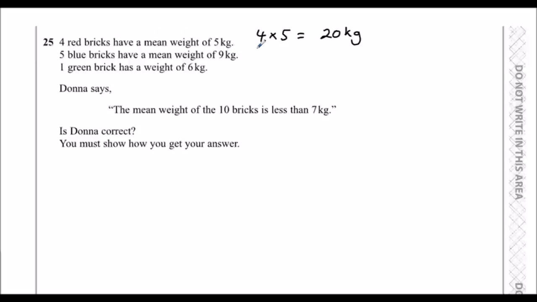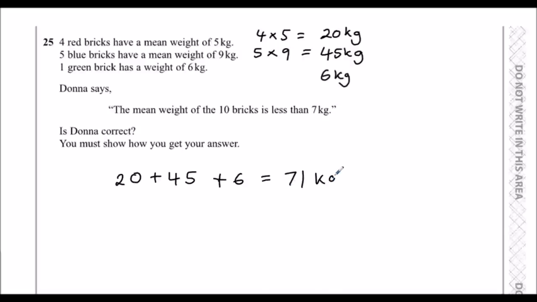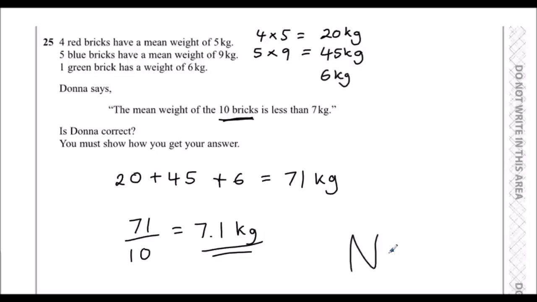Five bricks with a mean weight of 9. So in total they weigh 5 times 9, which is 45 kilograms. And one green brick has a weight of 6. So to find the mean, we add them all up and divide by how many? So the total weight is 20 plus 45 plus 6. 20 and 45 is 65, plus 6 is 71. So in total, they weigh 71 kilograms. How many bricks are there? There are 10. So the mean is 71 divided by 10, which is 7.1 kilograms. Is Donna correct? No.